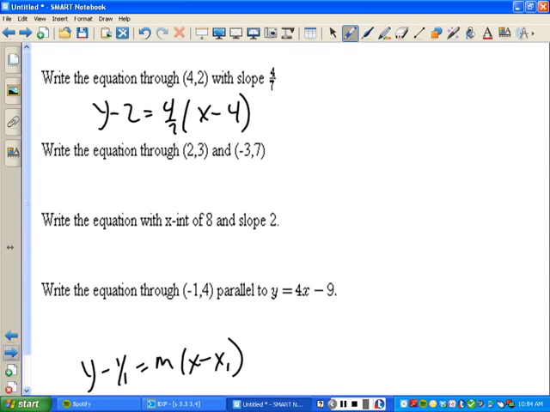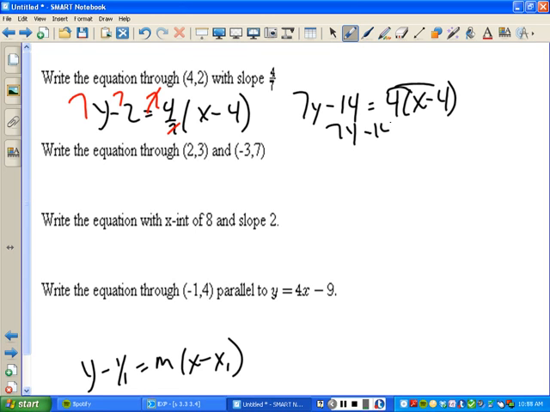Okay. Now, maybe one of the easy things to do is to multiply through by 7, and you'll clear the fraction. So you're going to get 7y minus 14 equals 4x minus 4. And then you'll get 7y minus 14 equals 4x minus 16.